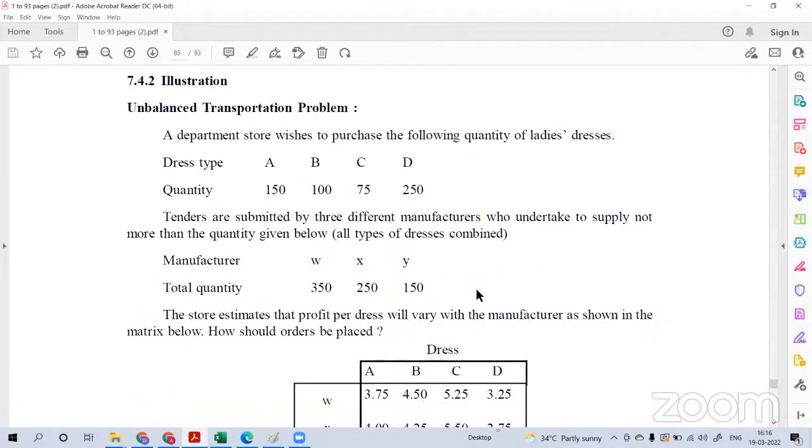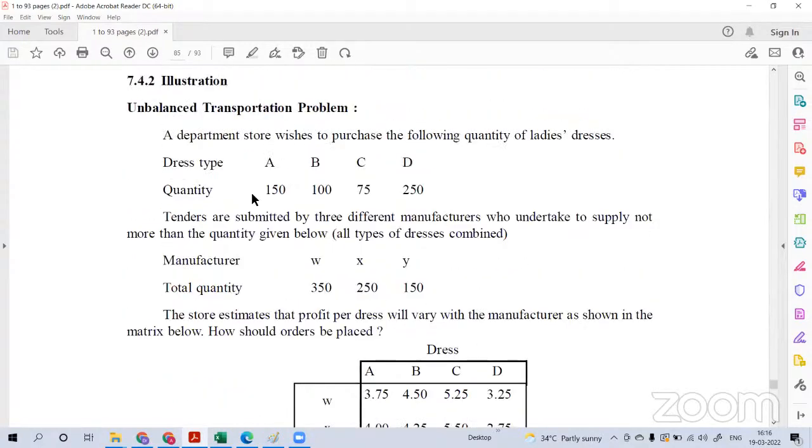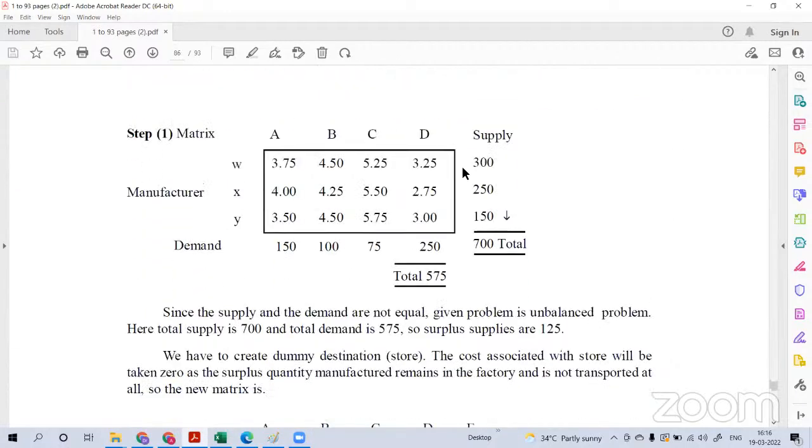Now the unbalanced transportation problem. Unbalanced transportation means the supply and the demand are not equal. At that time, we should add to demand or supply to make the balance by introducing some value. So if we go for this, what is the total?